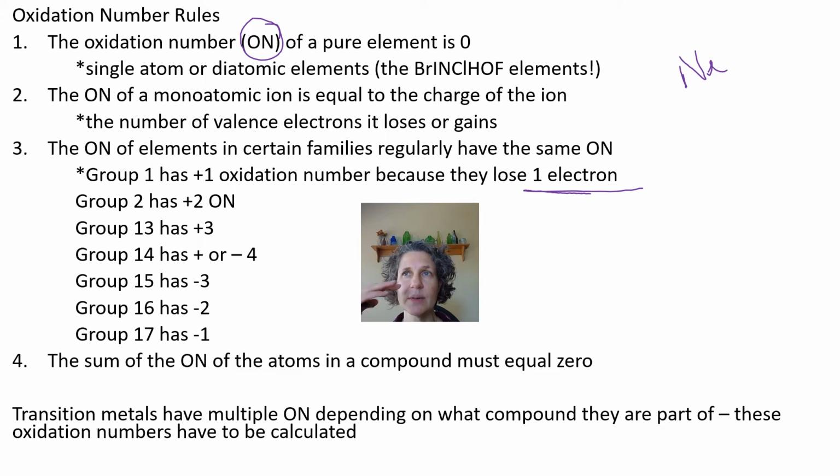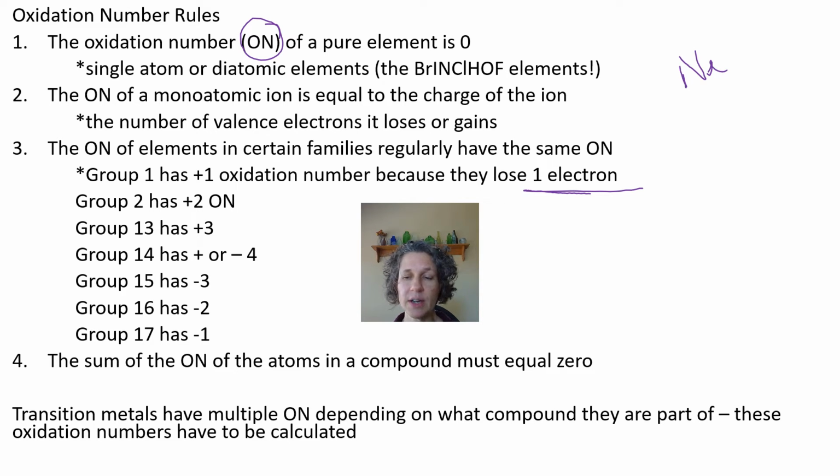Remember, 8 is kind of the magic number. So they are left with the decision to either just get rid of all of those valence electrons or try and gain to get 8. So that's why they have two options. Group 15, -3, because they typically gain 3 electrons.